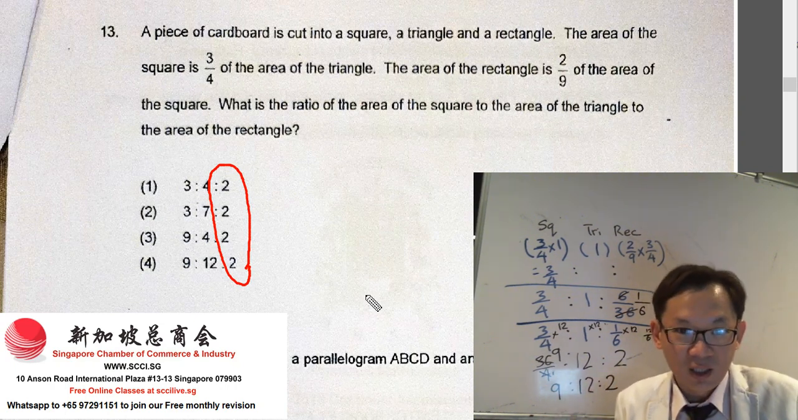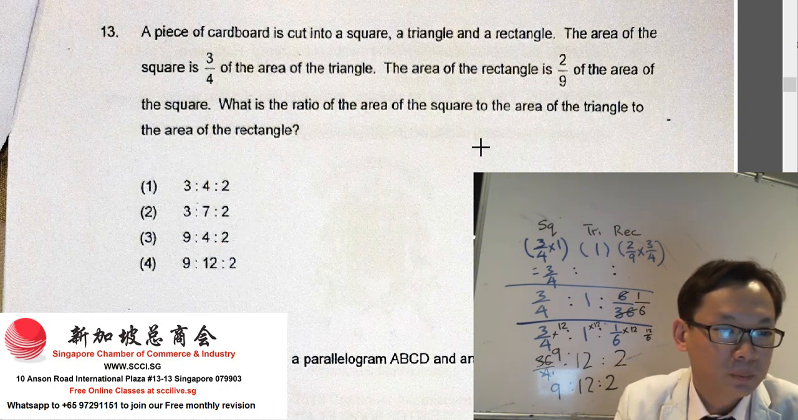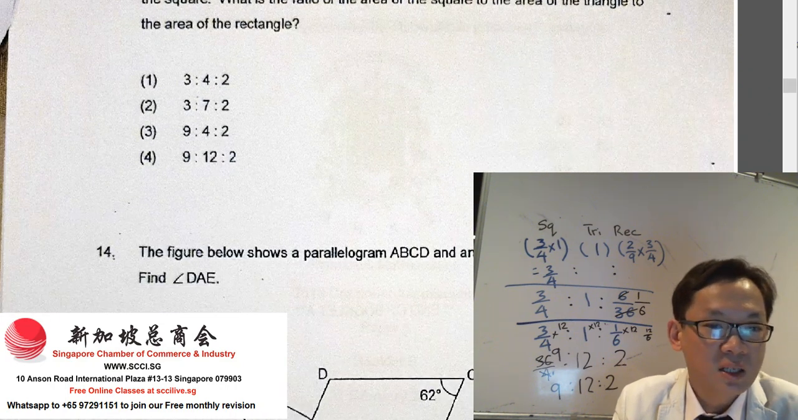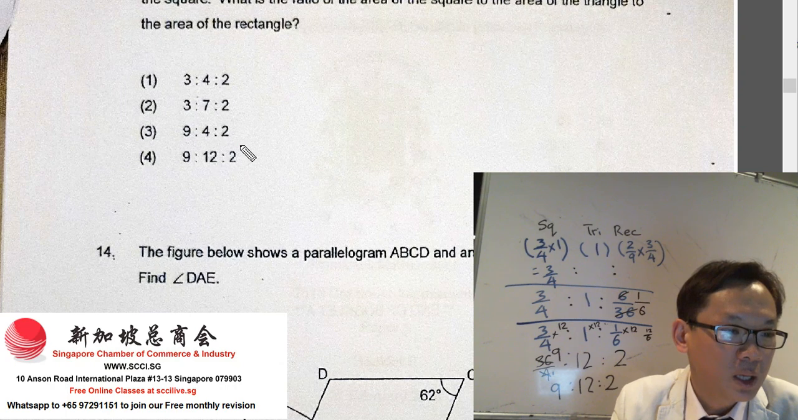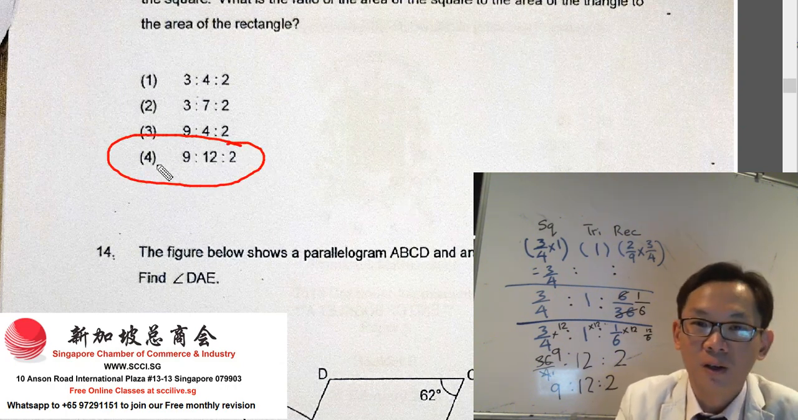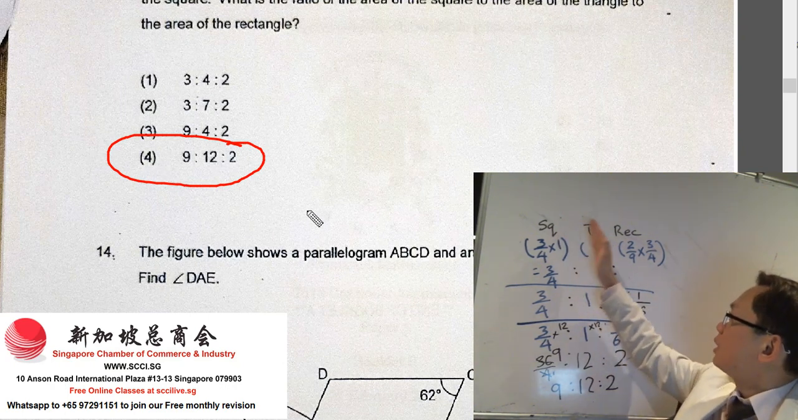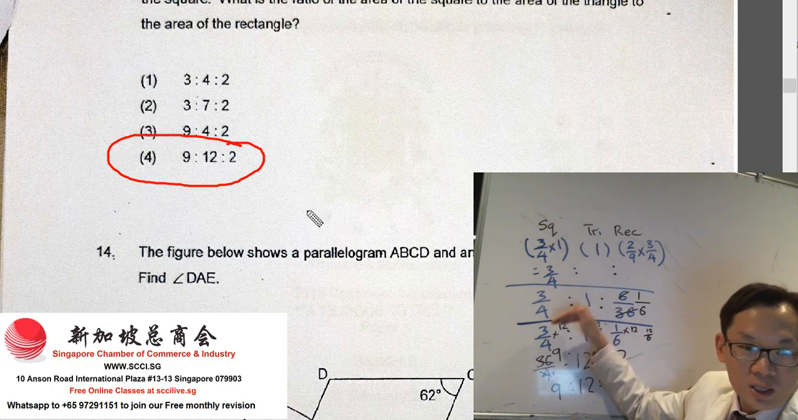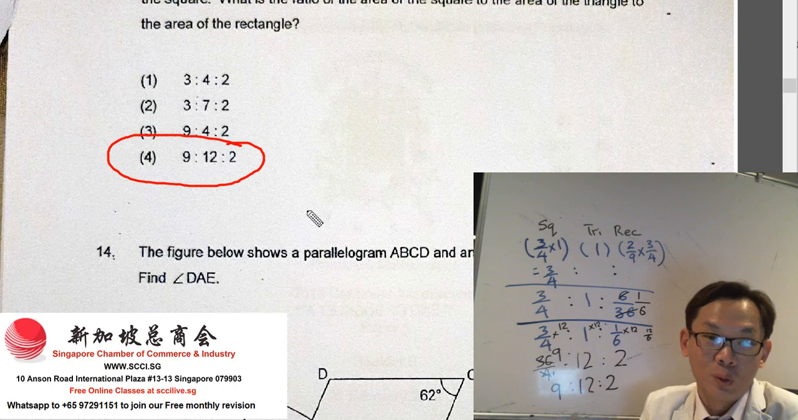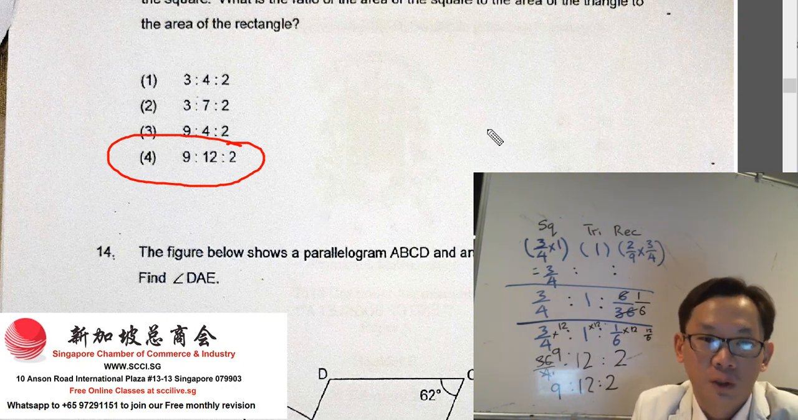Did we get the answer? Okay, so let me now wrap off. As you can see, let's scroll up. Okay, the answer for this question will be 9, 12, and 2. Okay, which is answer 4. Do you get it correct? Okay, based on this formula itself, square, triangle, rectangle, do it slowly, step by step, to make sure that the ratio is correct. Okay, do it slowly.